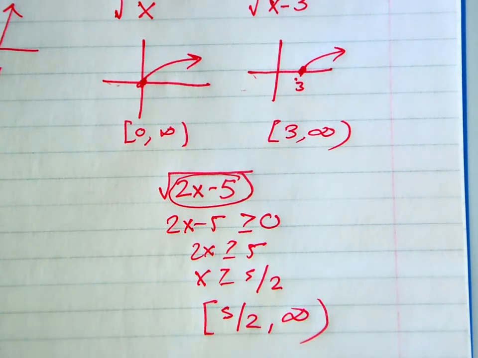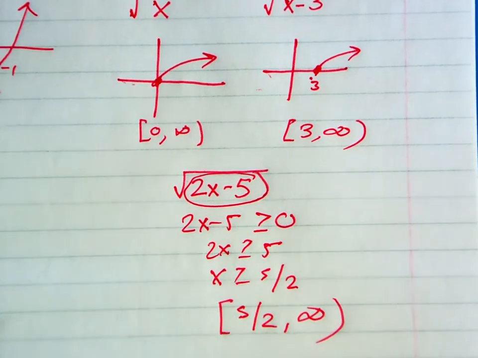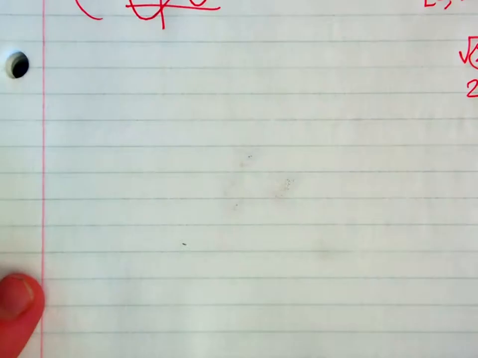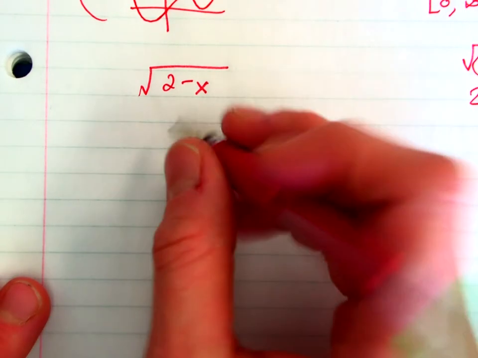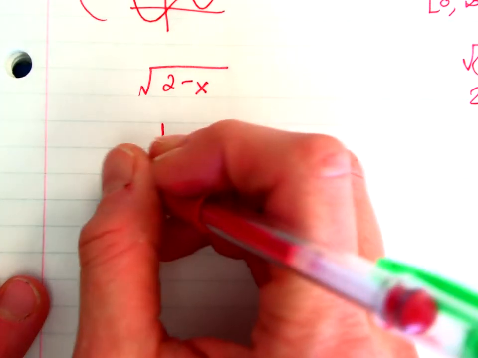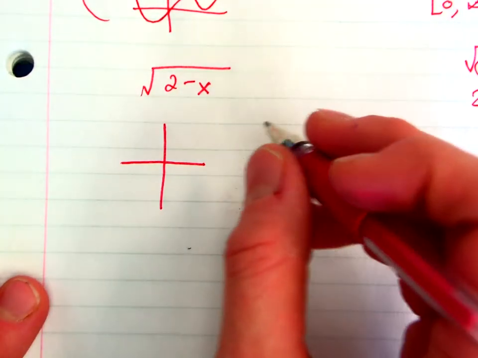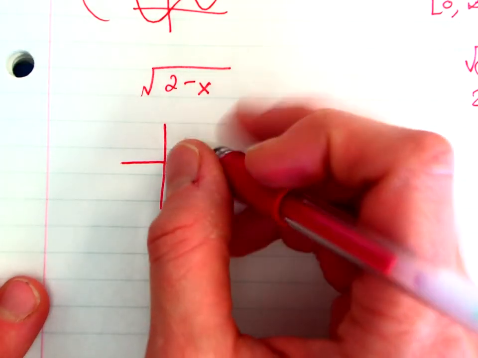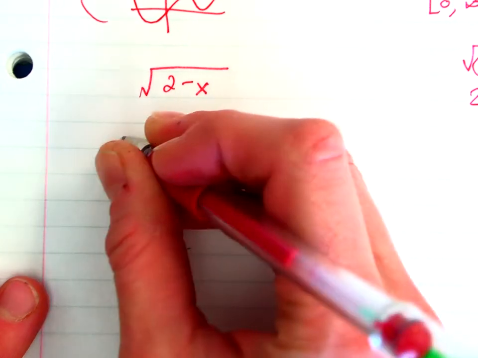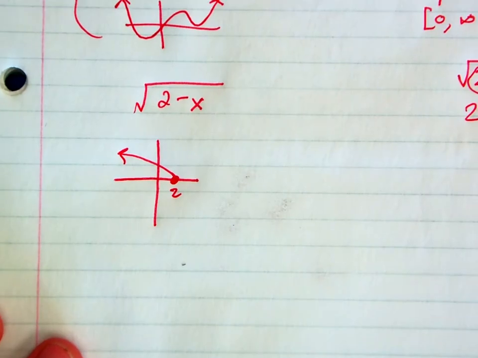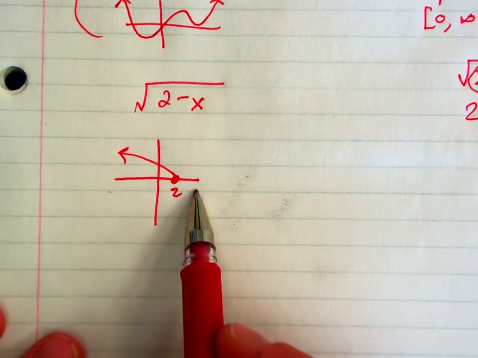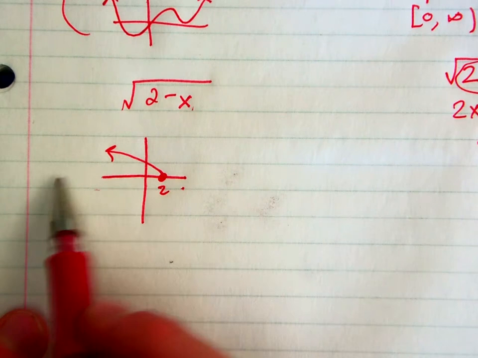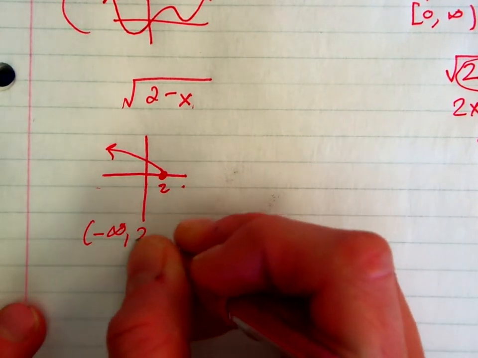And it can be confusing sometimes if the graph is reflected over the y-axis. For example, let's say we had the square root of 2 minus x. That's 2. This is going to look like this. And the reason why is because of the negative in front of the x. It reflects the graph over. It still has a 0 at 2 though. So the domain of this graphically we could see is negative infinity to 2.